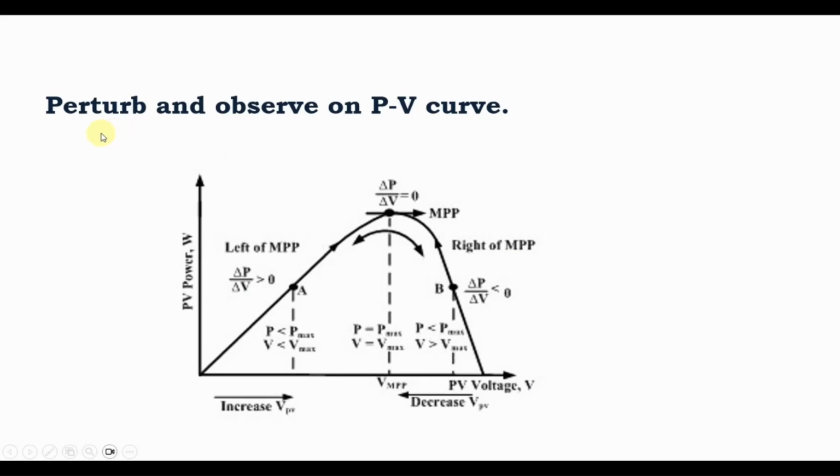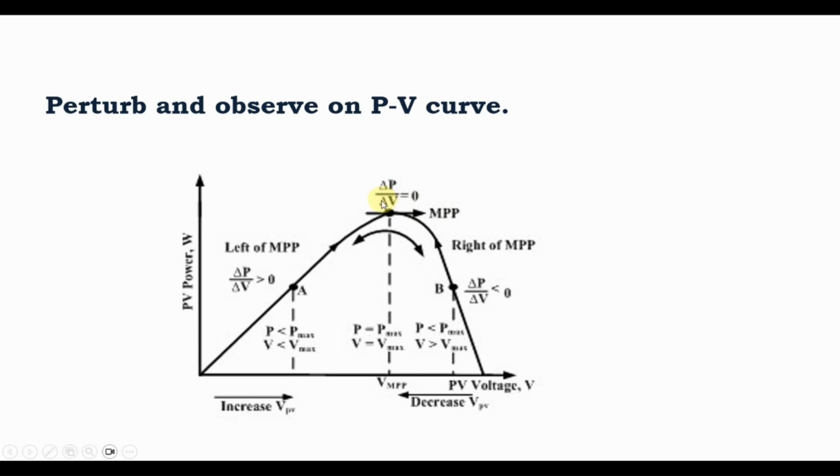Let's take a look at the slide showing Perturb and Observe, which illustrates the power versus voltage curve, or PV curve, for a solar panel utilizing the Perturb and Observe MPPT algorithm. The vertical axis represents the PV power in watts, while the horizontal axis tracks the PV voltage in volts. Our main goal in maximum power point tracking is to find and stay at the very peak of this curve, labeled here as the MPP. At this exact point, the system achieves maximum power, and mathematically, the slope of the curve, delta P over delta V, equals 0.